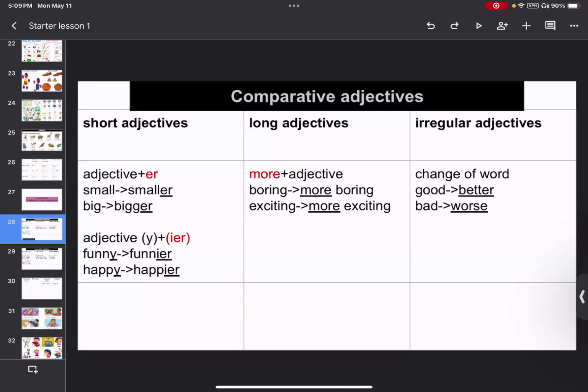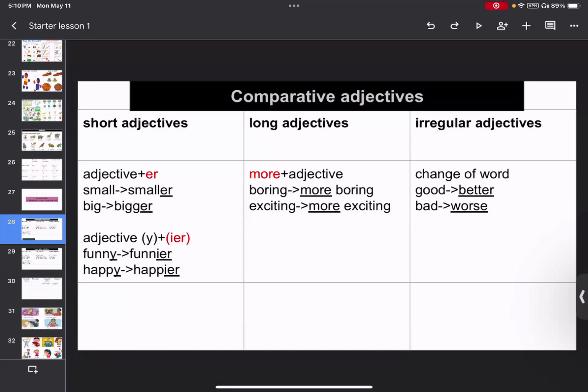Then longer adjectives are everything above 5 or 6 letters. So you have here boring, exciting, a lot of them end with ing, and you use more plus the adjective: more boring, more exciting. Then the irregular adjectives, you change the word entirely. Good becomes better, bad becomes worse. There are also other examples.